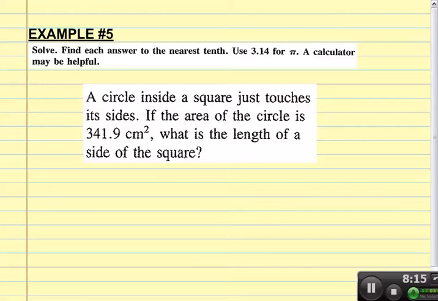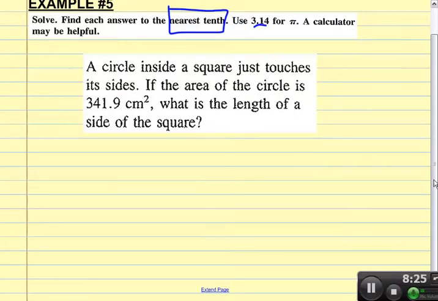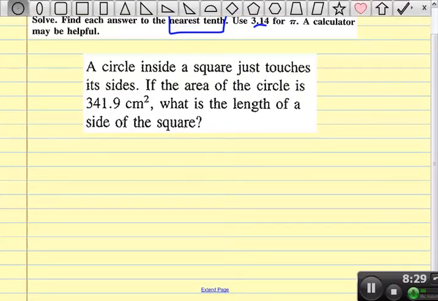Example 5 says solve. Find each answer to the nearest tenth. I'm going to use a calculator. Use 3.14 for pi if I need to. A circle inside a square just touches its sides. Okay, let's see. I'm going to use my nifty smartboard here.